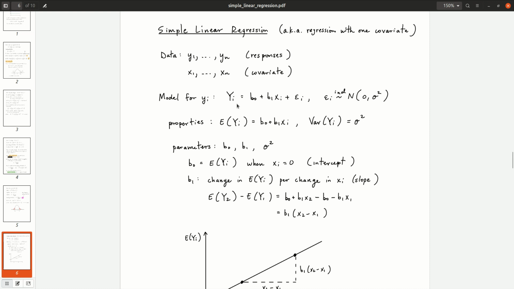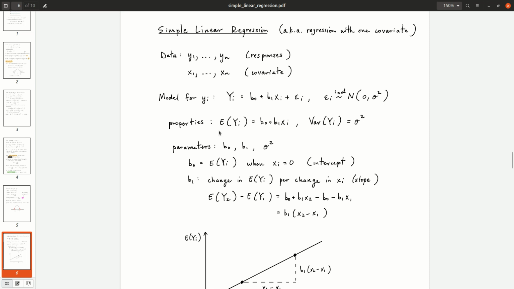And then our model for the data is the following. Capital Yi is the random variable we're using. It's equal to b0 plus b1 xi plus epsilon i. And our assumption about the epsilons is that they're independent normal variables, mean zero, variance sigma squared. Anytime we write down a model, we're going to want to analyze it to determine what its properties are. So let's look at some properties of this model.